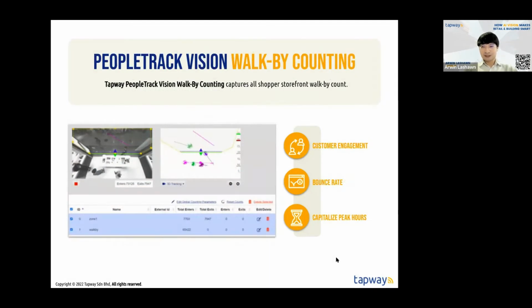So I think Leo mentioned walk by earlier, so maybe to extend on this. Walk by counting is particularly important when you want to understand things like bounce rate and conversion rate. In simple terms, conversion rate is when a person walks by the store and ends up entering the store. That's a conversion. Whereas a bounce rate refers to when a customer walks by the store and continues walking by. With this walk by counting solution that we offer, we're able to capture shoppers walking by the store.